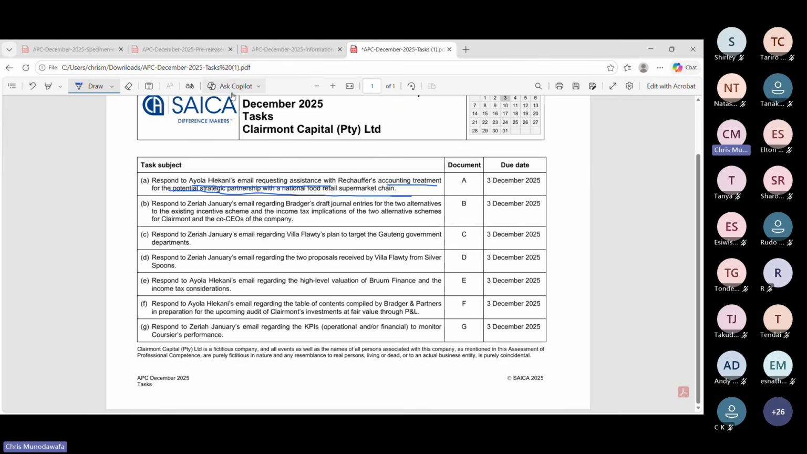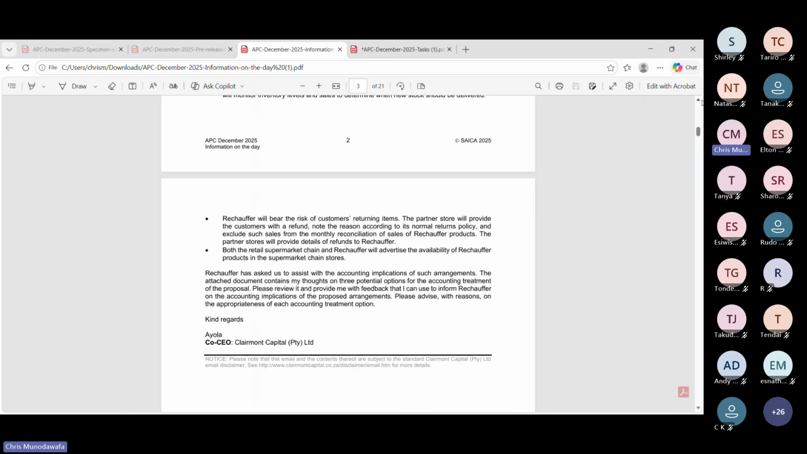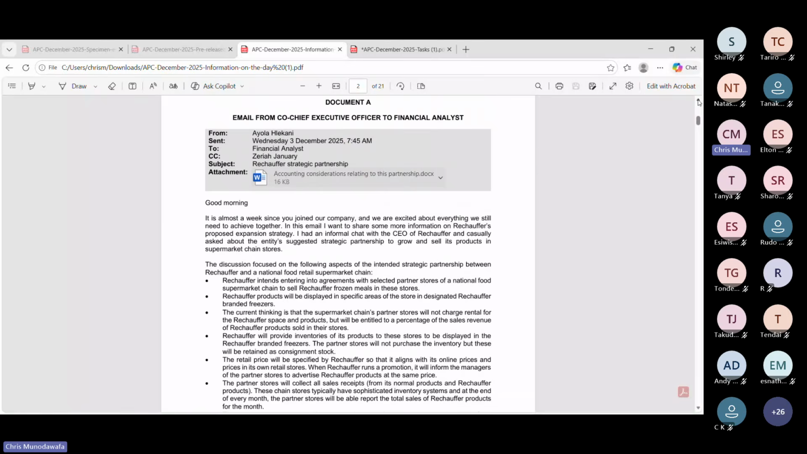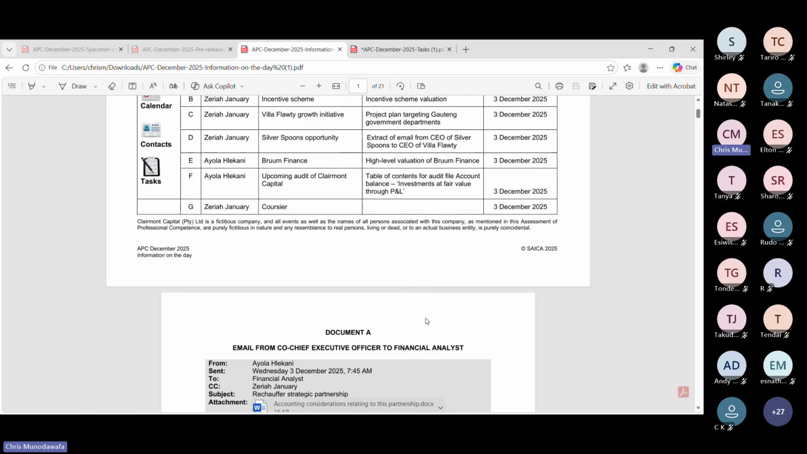You don't need to focus only on the task. You need to go to the scenario, or to the information of the day. Within the information of the day, you might start from document A.